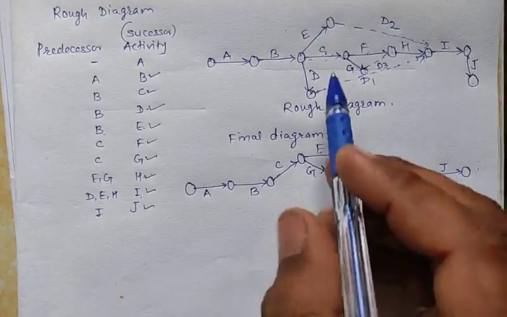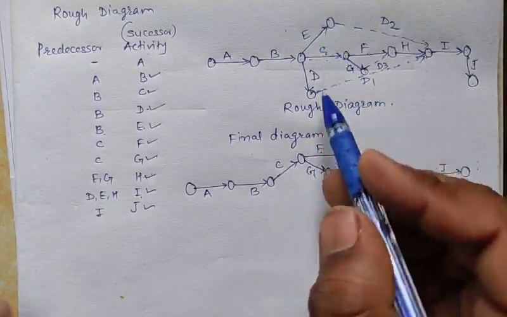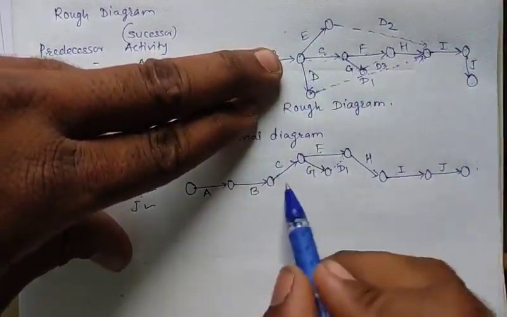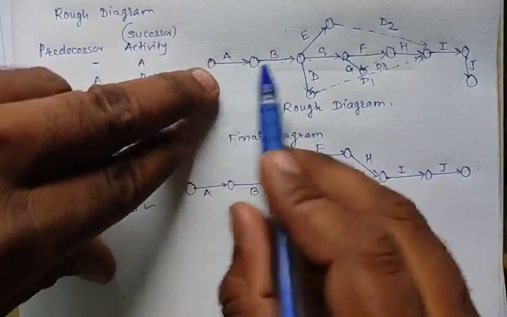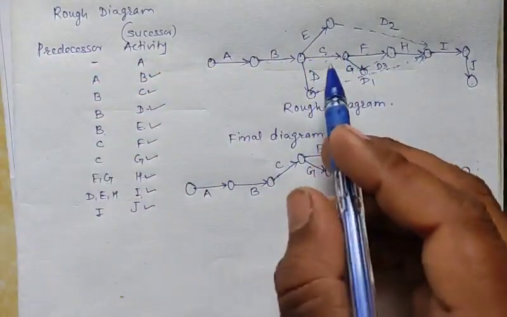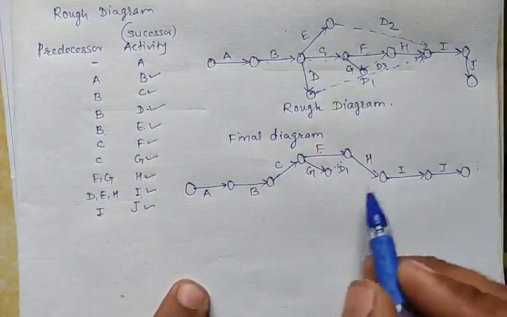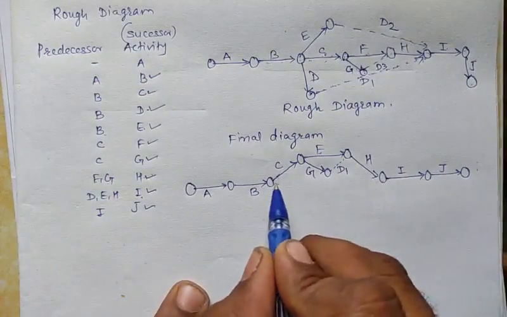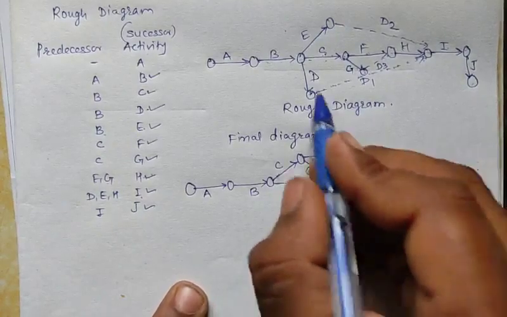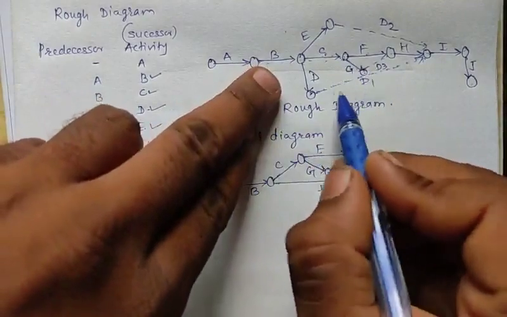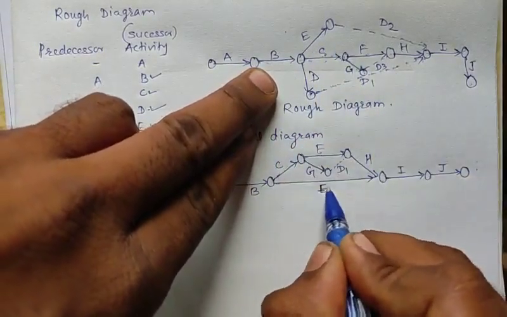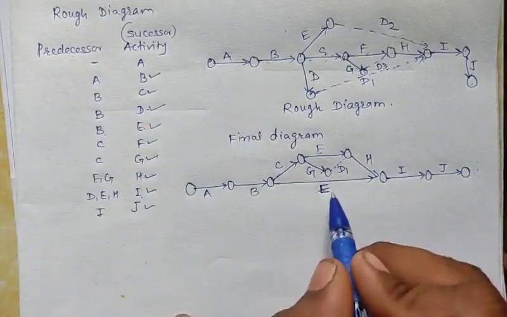Now next, if we draw the next point, this is E. Now E goes to what? I. So here A goes to B, B goes directly to E. E goes to I. So this is our I. So this is an event, E activity.